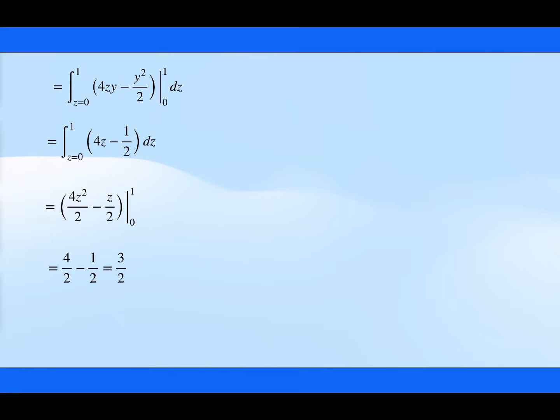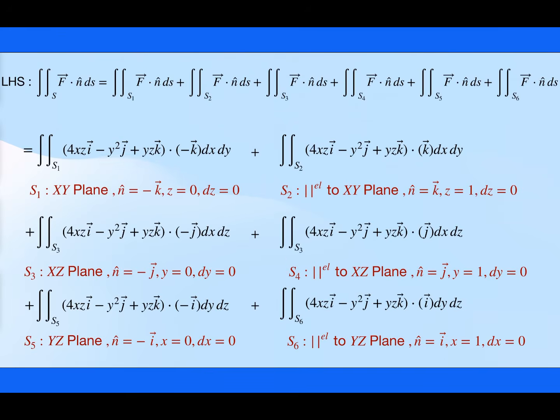So we proved this triple integral over V of del dot F vector dV is nothing but 3 by 2. So this has been proved. Right. Now, when you want to go with the left hand side, here you have the surfaces.